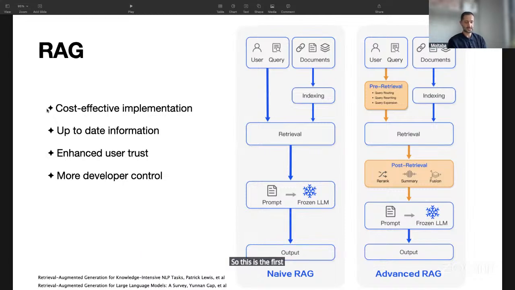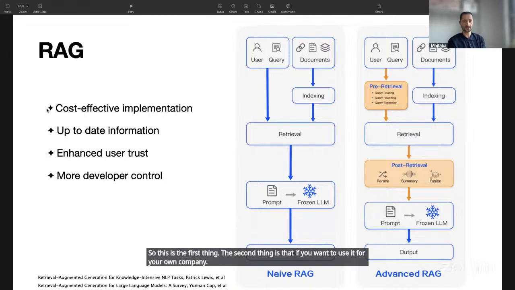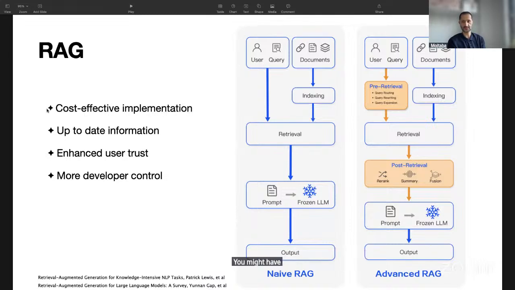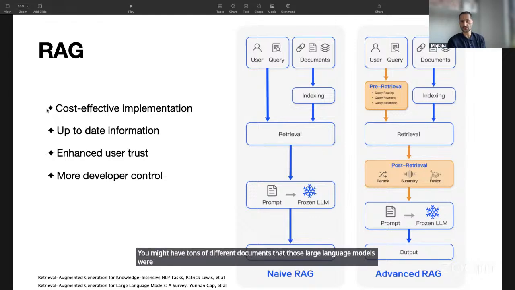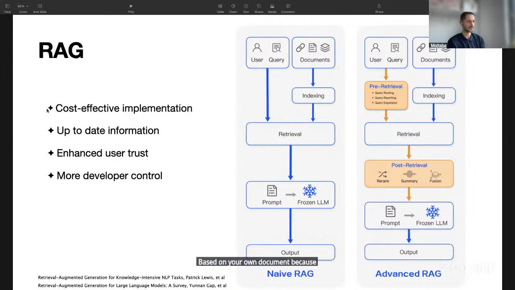The second thing is that if you want to use it for your own company, you might have tons of different documents that those large language models haven't seen. Essentially, you want to utilize that information as well. Otherwise, you wouldn't get a response from the LLM based on your own documents, because it hasn't seen those documents.